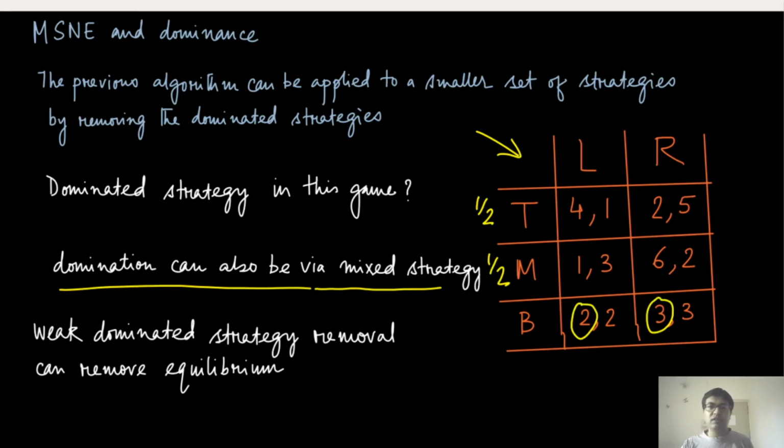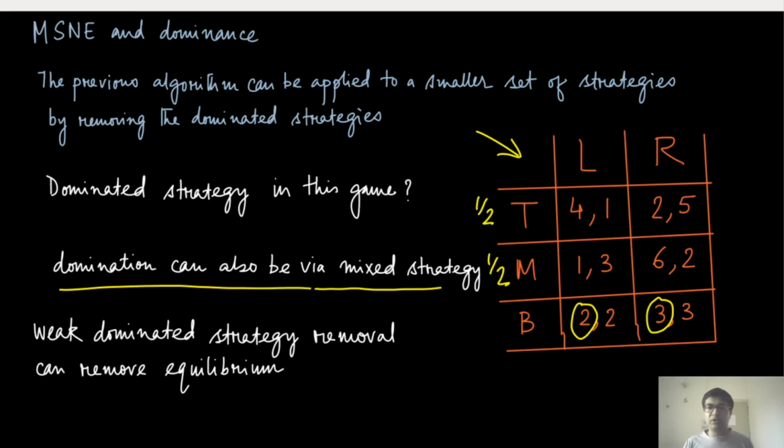So even though there does not exist any pure strategy which dominates it, the pure strategy B is actually dominated by a mixed strategy for player 1, which is half, half, and 0. So this is an interesting point, that dominated strategy can also be extended to mixed strategies.